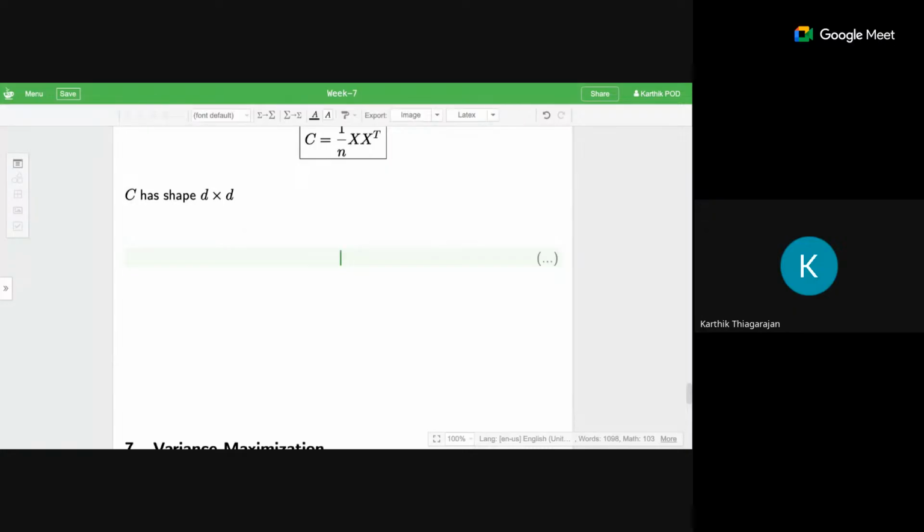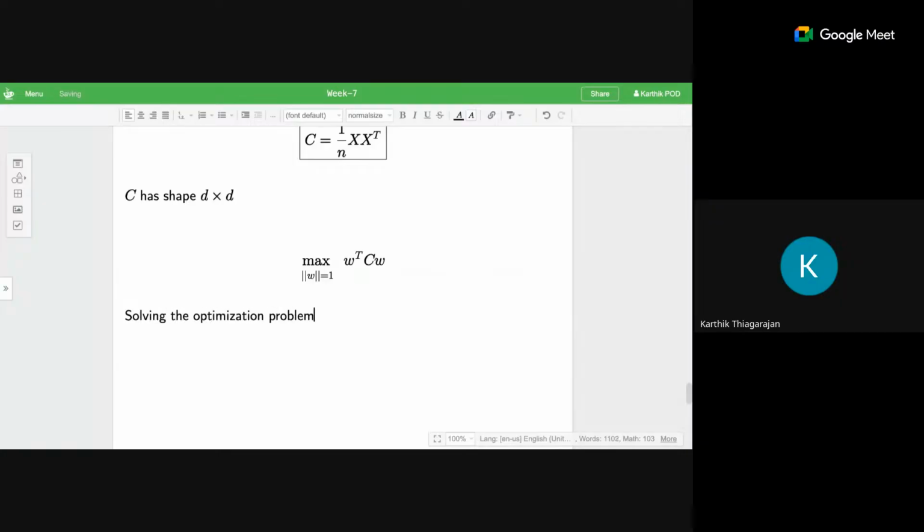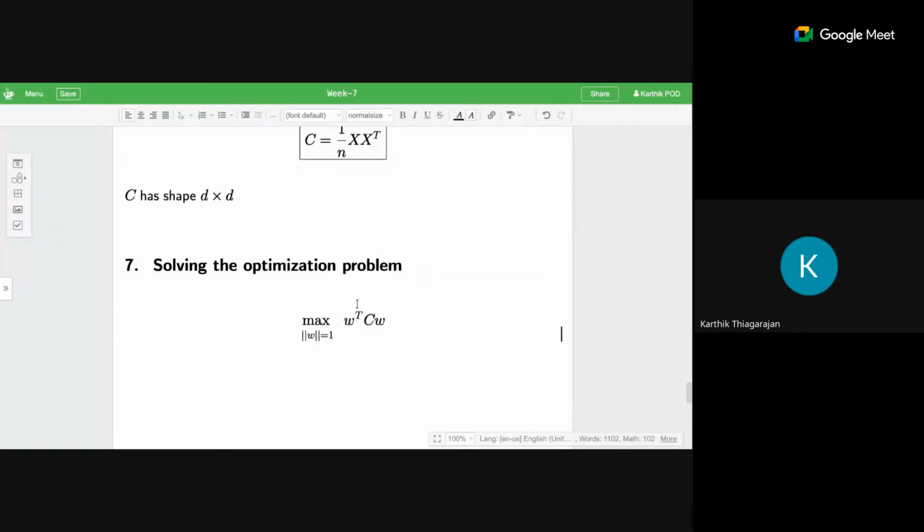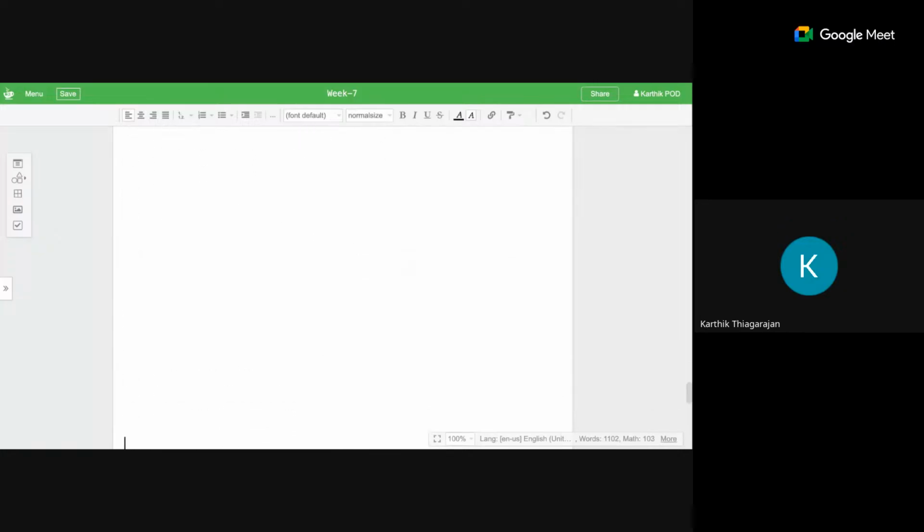So what is the problem finally that we are solving? I'll restate it. We have to maximize W transpose CW. We want to find the W which will maximize this, where W has unit norm. Now we'll solve this optimization problem. This is largely algebra here. There's not much visualization right now. You can only do the visualization a bit later.